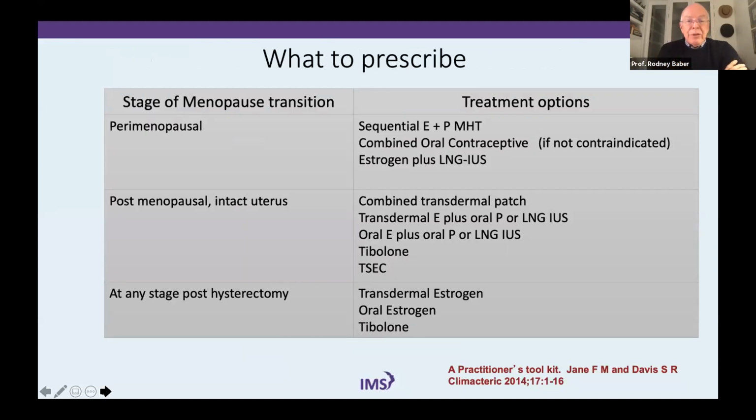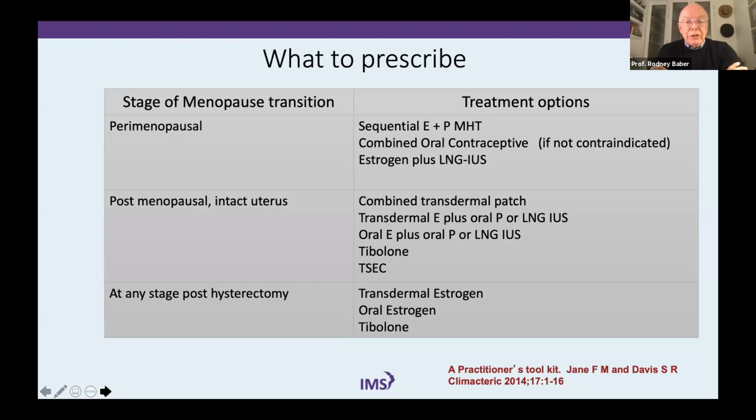And if your patient decides that she would like to use hormone therapy and you think it's an appropriate intervention, then what you choose will depend on her stage going through the menopause transition and what she would prefer. If she's perimenopausal, you could use sequential estrogen plus progestin therapy. You could use the combined oral contraceptive if it's not contraindicated. And that is really the only option that is going to give this woman a combination of contraception, regulation of her cycle, and alleviation of symptoms.